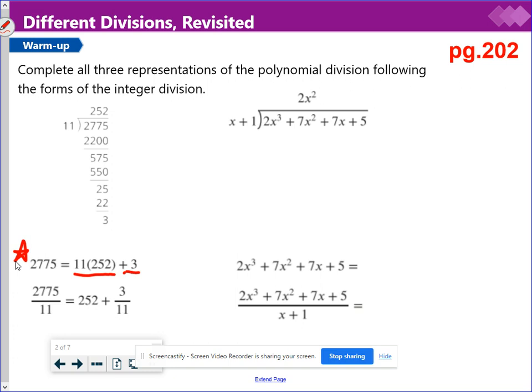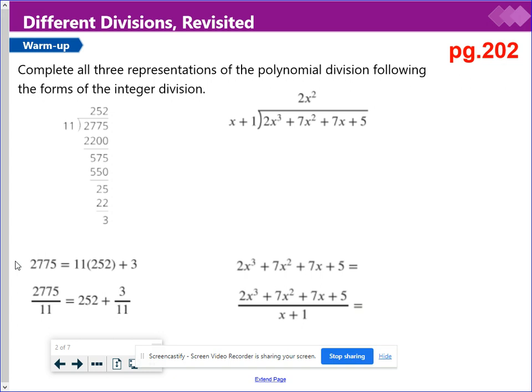Or if I write that as a fraction for the division, 2,775 divided by 11, I get 252 as my quotient, my answer from the division. The 3 is the leftover, that remainder, and we can write that remainder with the 11 as our denominator for that leftover part. So these are 3 ways of writing that number.